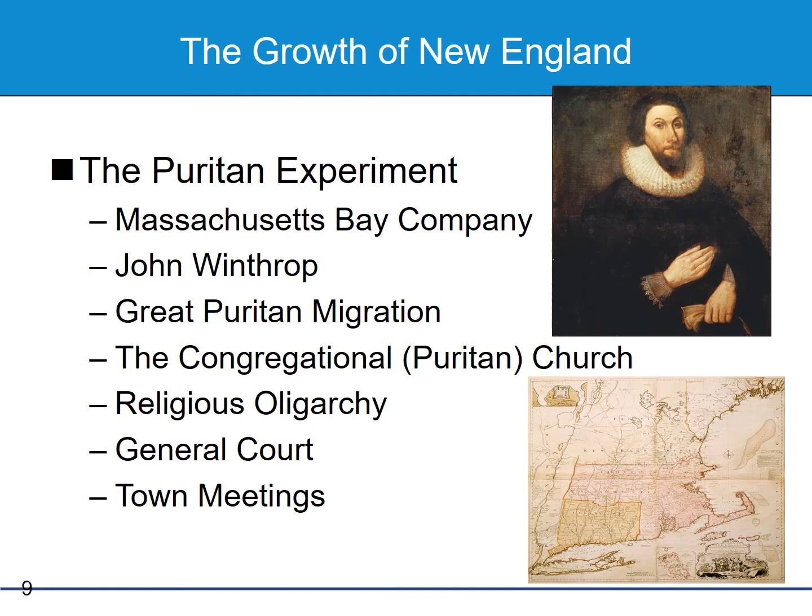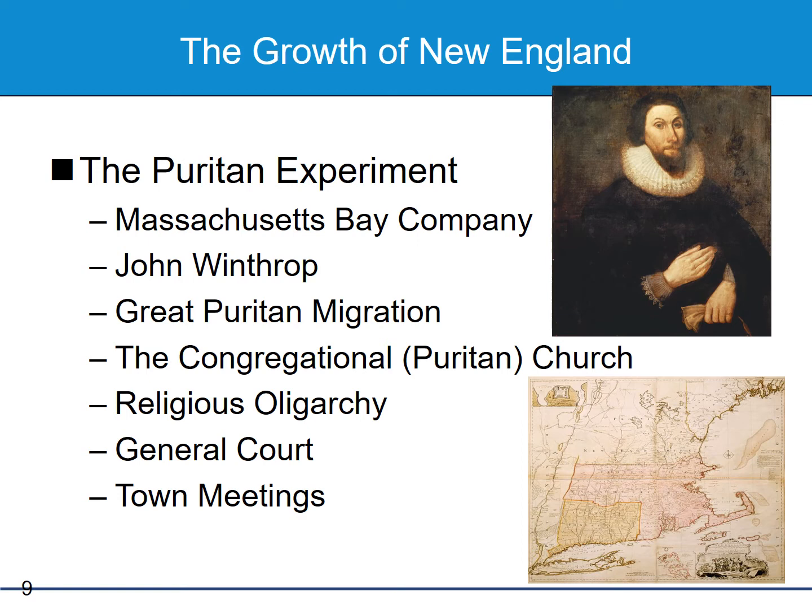If you were not a member of this church, you were kicked out of the colony, you were banished, you may be put in jail, they may try to convert you to their religion, but it was definitely not the religious freedom that we think of today. In many ways, the Massachusetts Bay Colony is what we called a religious oligarchy. An oligarchy is a form of government that is ruled by a group, an elite group of people, and so this was a religious oligarchy, meaning it was ruled by the church.